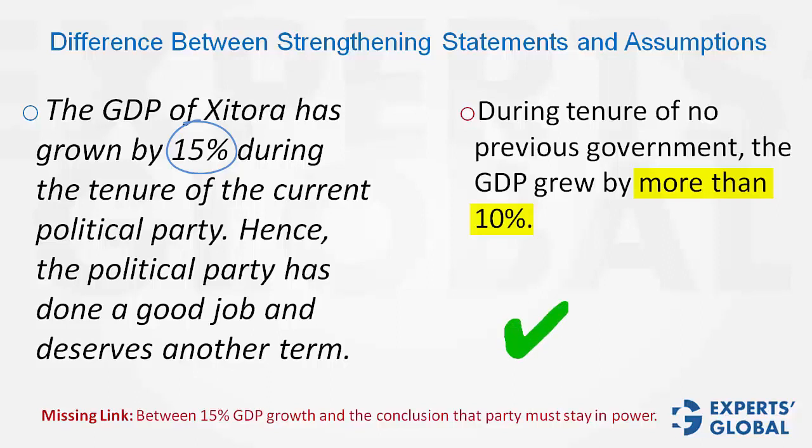However, it is not a fine assumption because it is not something that must be true for the argument to hold. Even if earlier governments led to a similar or higher GDP growth, the argument may hold. That 15% is the highest ever GDP growth is not a must-be-true factor for this argument to hold. Therefore, this answer choice, while a very fine strengthening statement, cannot qualify as an assumption.